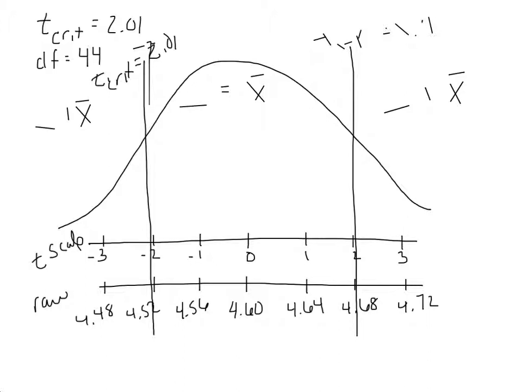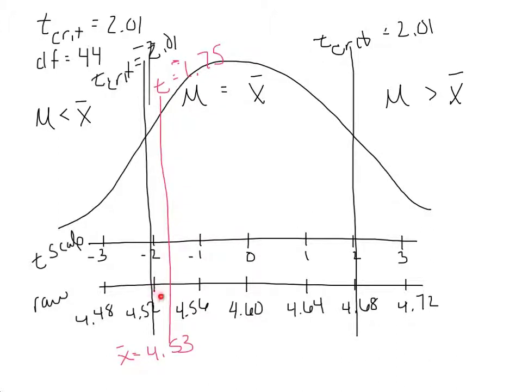Now we can finally label in our T obtained. Going back, remember our T obtained was negative 1.75. So we're going to draw in right around here a T of negative 1.75, which, according to our raw scale, was our mean of 4.53. So our mean equals 4.53. See how that kind of fits into our scale? Our scale here says 4.2 is here, 4.6 is here, 4.53 falls right in the middle.